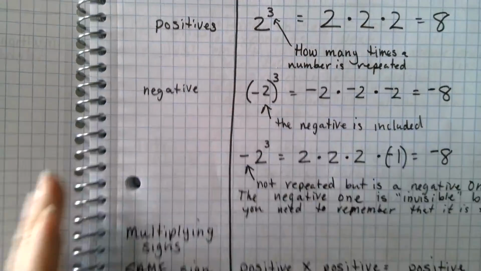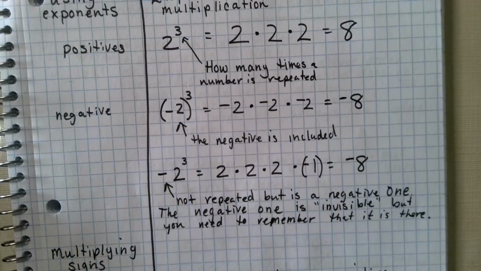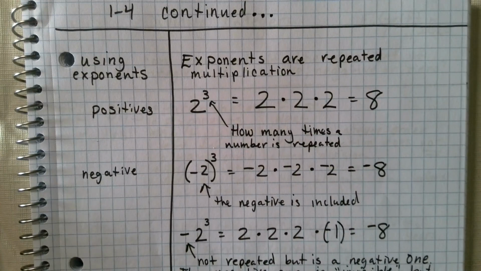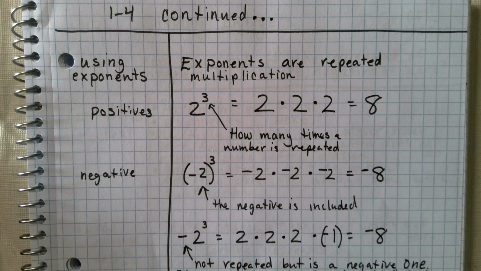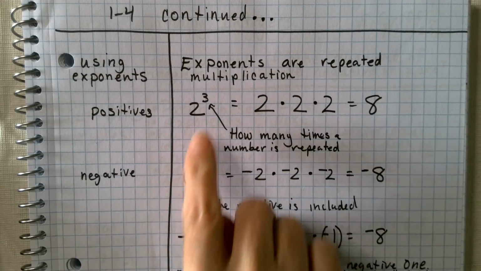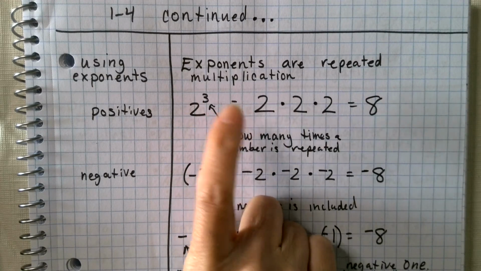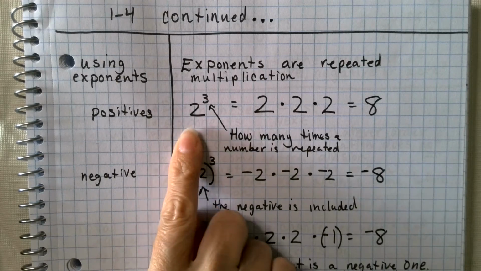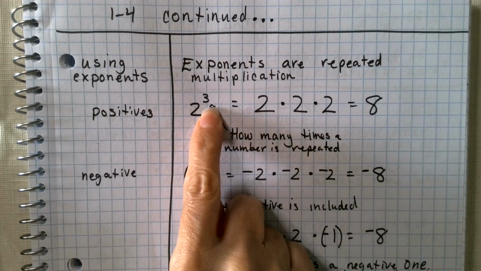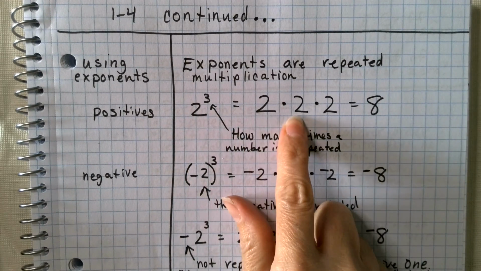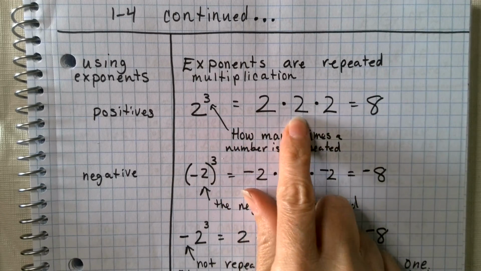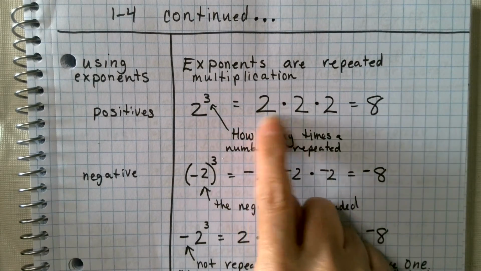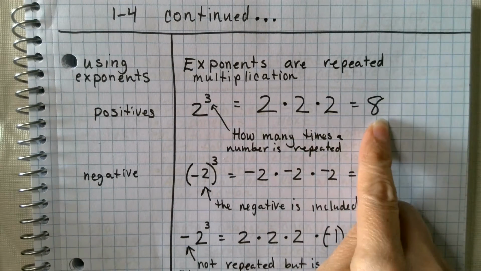All right, so using exponents when you are doing multiplication. The important thing to remember is the exponent symbol is how many times a number is repeated. So 2 to the third power is 2 times 2 times 2, so that's 1, 2, 3 times. And 2 times 2 is 4, times 2 is 8.